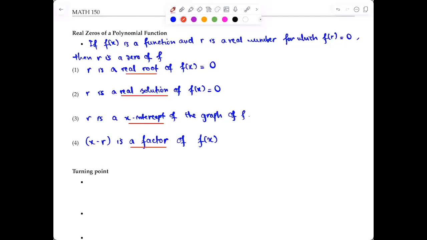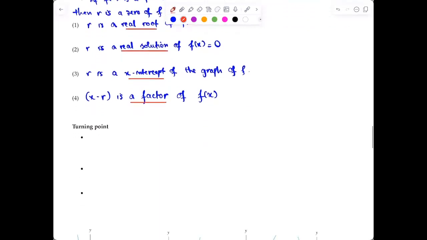Turning point, we already covered turning point. Hopefully at this point you're familiar with this concept, but we're going to write out the definitions one more time. So the turning point is the point at which the function changes from increasing to decreasing or from decreasing to increasing.